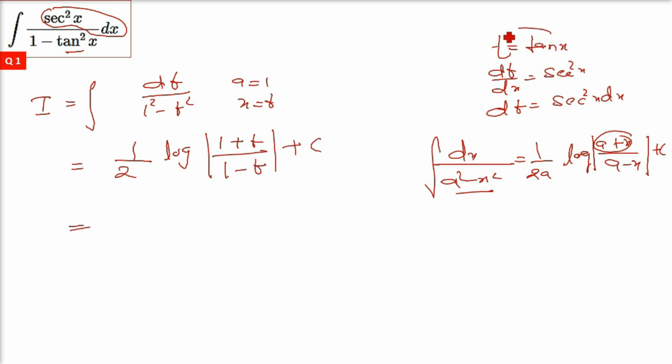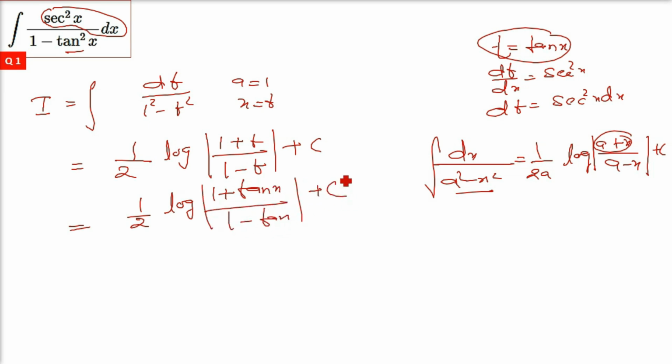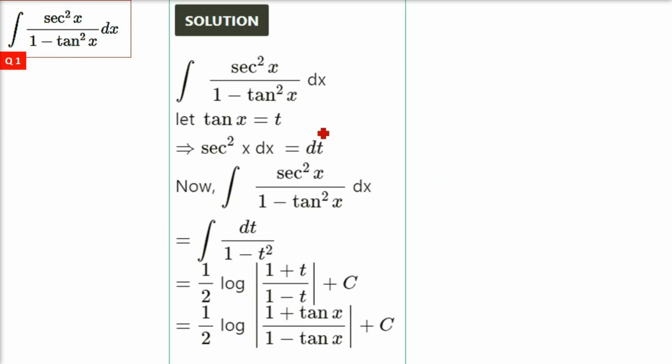So the final thing which is remaining is, let's replace now t equals tan x, because t was introduced by ourselves. 1 plus tan x divided by 1 minus tan x, and let's close the modulus, plus constant of integration. This is your final answer. So this is how it has to be done.